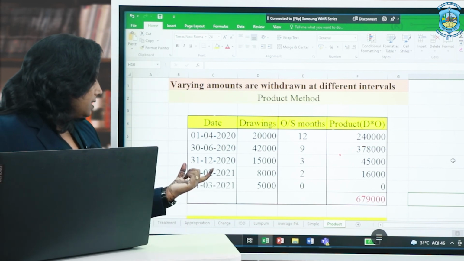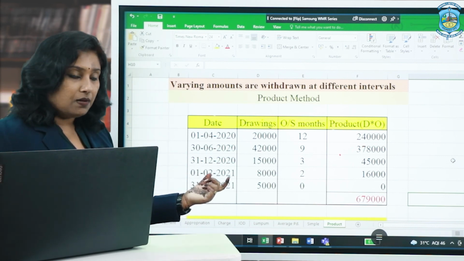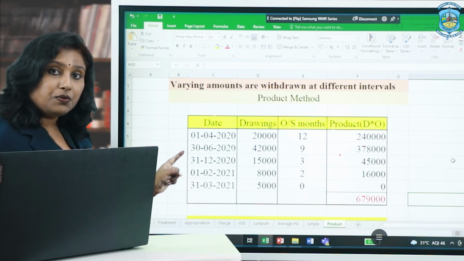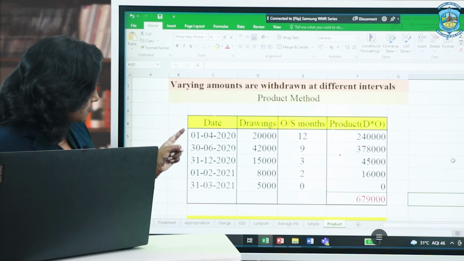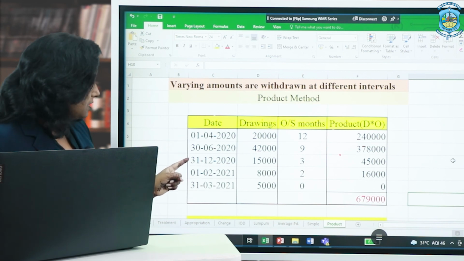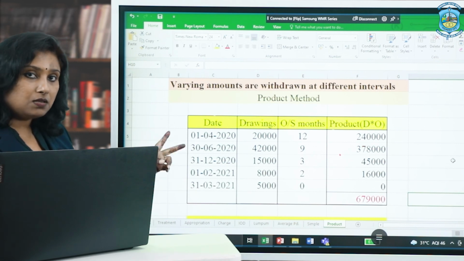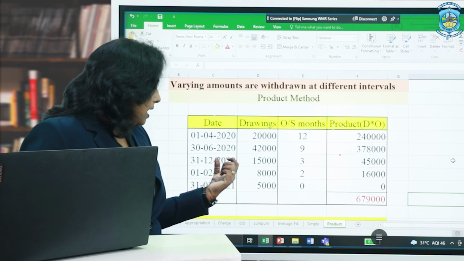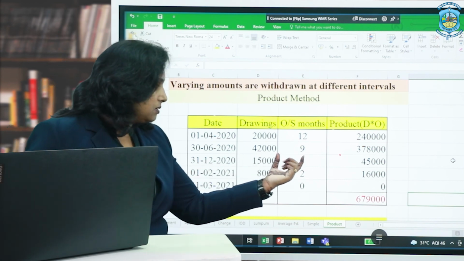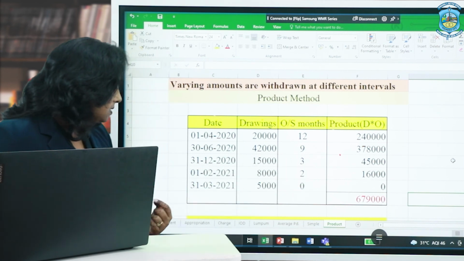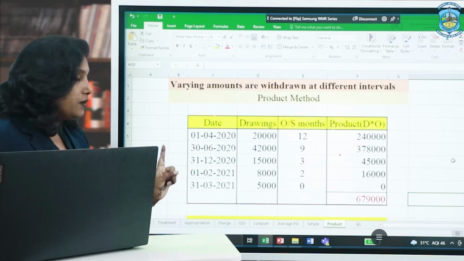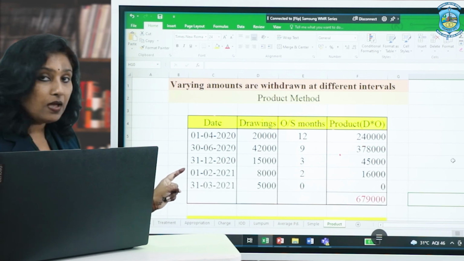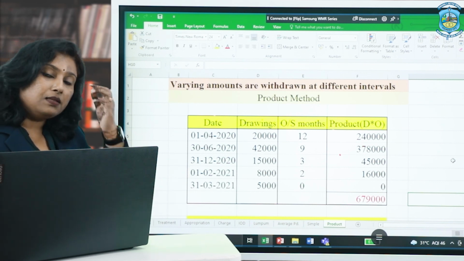The next withdrawal is done on 31st of December. Okay, so from 30th of June till 31st of December is a duration of 6 months. The first difference was 3 months and next difference is just 6 months. Unequal time interval. This amount is 15,000. So outstanding months from 31st of December till 31st of March is 3 months. The next withdrawal is done on 1st of Feb. So from 31st of December till 1st of Feb, how many months are there? Just 1 month, January month.